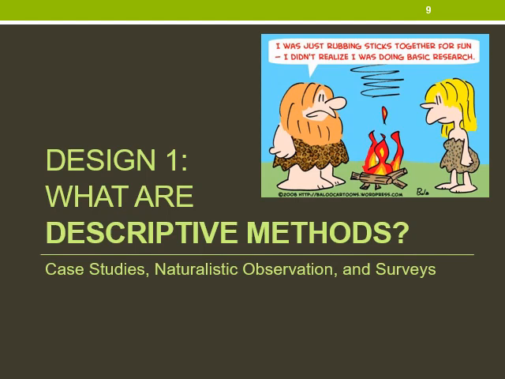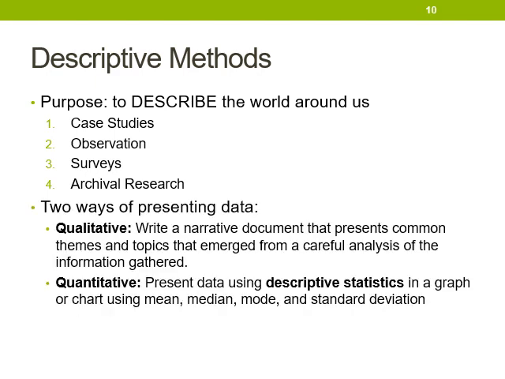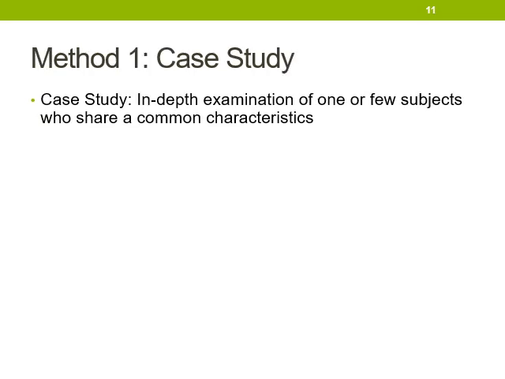So what are some descriptive methods? Well, what we're going to talk about here are first off their purpose, which is just to describe the world around us, and we include case studies and observation and surveys and archival research. We also will talk, as was already mentioned, about qualitative information, which is like narrative document, and quantitative, which is numbers, like mean, median, mode, and standard deviation. So the first method we'll discuss is called a case study. And a case study is in-depth examination of one or a few subjects who share a common characteristic.